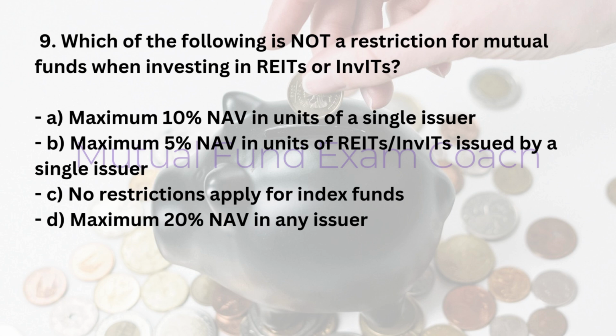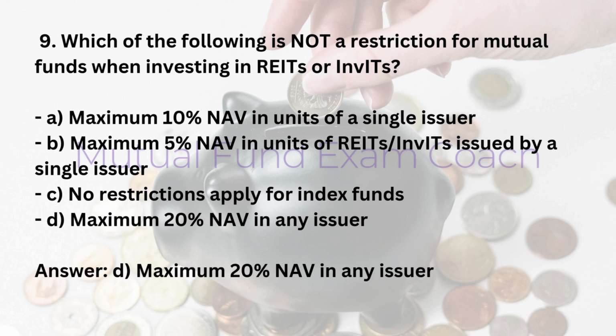A. Maximum 10% NAV in units of a single issuer. B. Maximum 5% NAV in units of rights/INVITs issued by a single issuer. C. No restrictions apply for index funds. D. Maximum 20% NAV in any issuer. Answer, D. Maximum 20% NAV in any issuer.